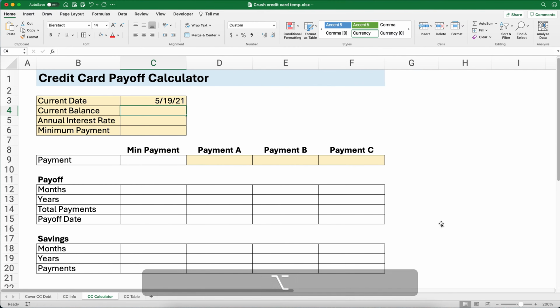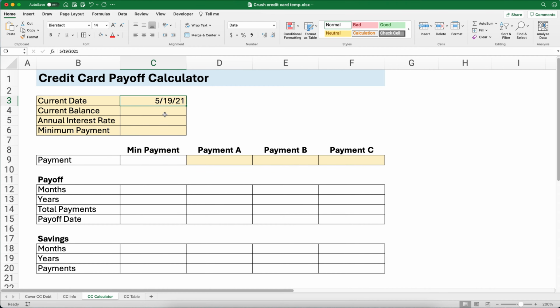All right, so here's our calculator. So I'm just starting with today's date. So the current balance, let's just assume $6,000. I already have it formatted for dollars. The annual interest rate, let's just say it's 20%. Have that formatted already for percentages. And let's say the minimum payment is 2% of the balance, so let's just make it $120. So that's all given. Everything in the cream is given, and we're going to make some additional payments here and show how this works.